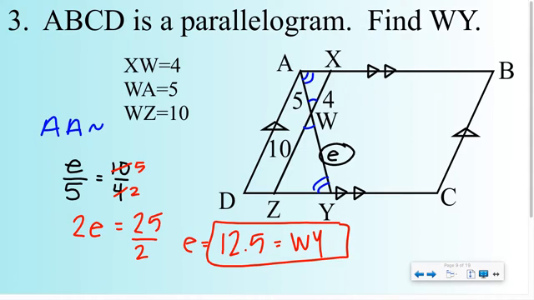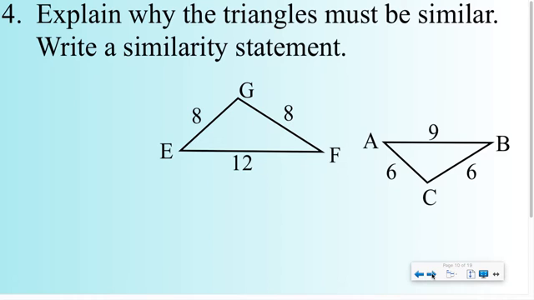So you gotta make sure the triangles are similar before you set up your proportions. And sometimes that helps because you mark your angles so you can find what sides go together. Okay, try the next one. Explain why those triangles are similar and then give me a similarity statement. I like to look for angles first.